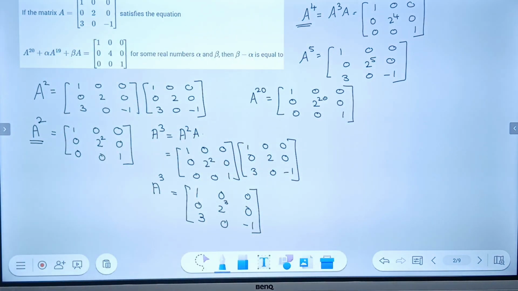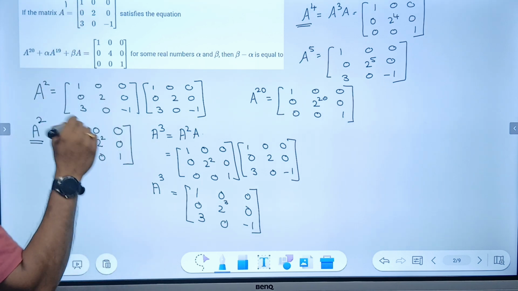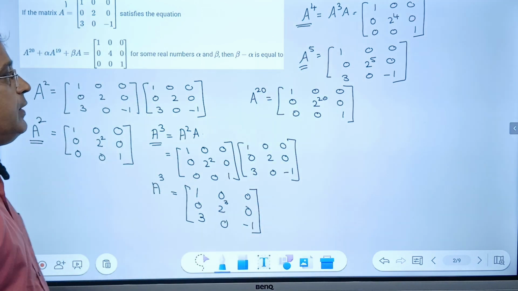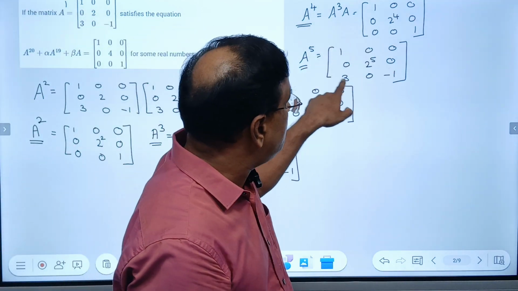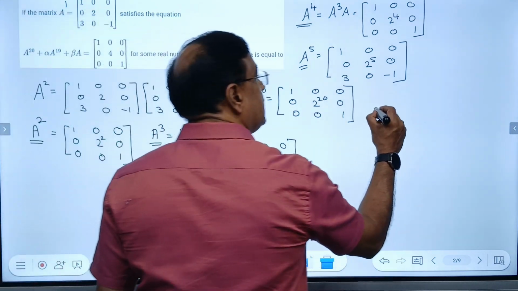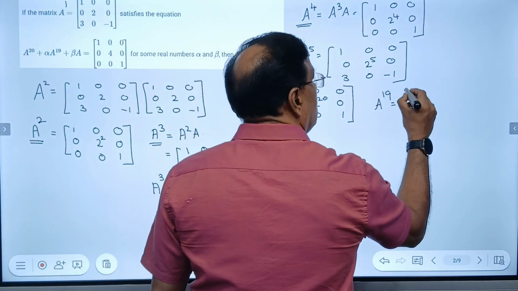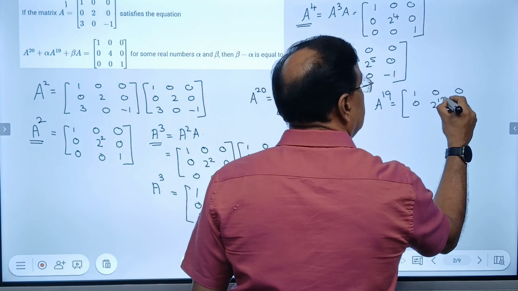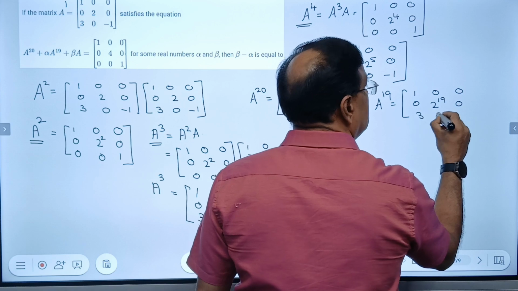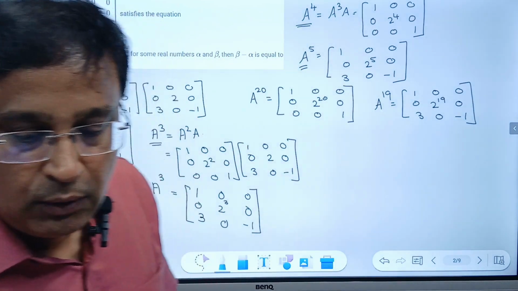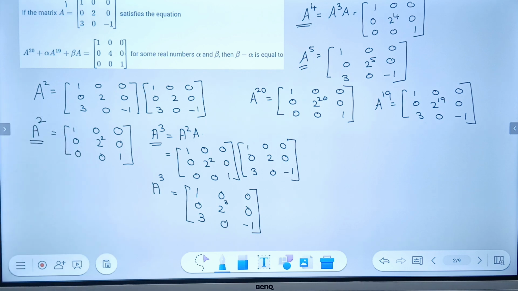Correct? Now look at all the odd powers, right from A power 1 to A cube to A power 5, everything remains the same. See, the pattern is the same except that you have 2 power n. So A power 19 will be 1 0 0, 0 2 power 19 0, 3 0 minus 1. So we got a pattern here, right? Now what I will do, I'll take the equation. What is the equation? A power 20.